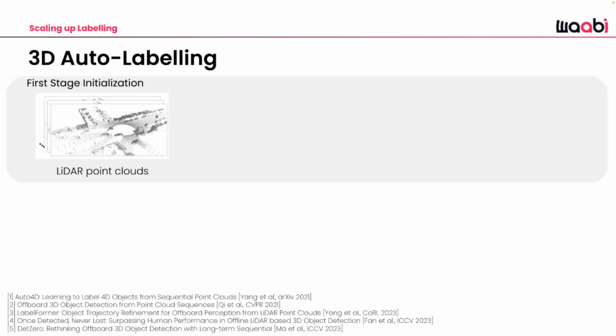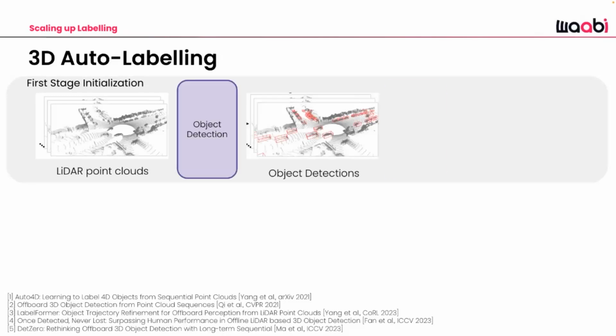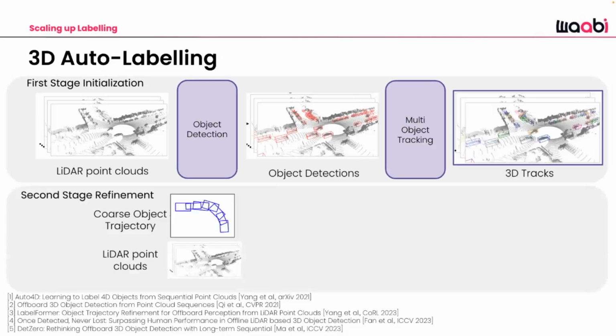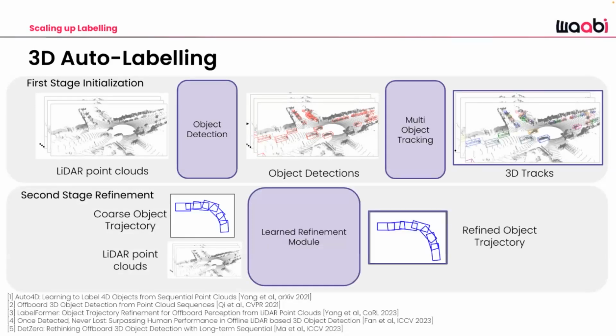So in the first stage, you begin by running a traditional object detector on your raw data, and that will give you some initial detections that you can then process with an offline tracker to obtain tracks over time. And then you can use this as a coarse initialization to a second stage refinement model, which is trained to refine each of these trajectories independently. And then once you have these refined trajectories, you can then leverage them as labels to train your regular old perception model.